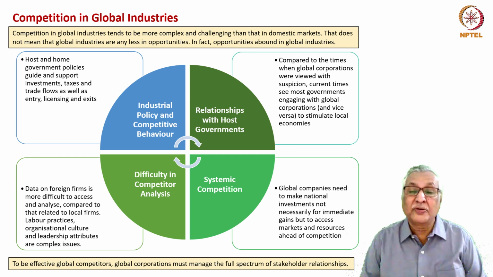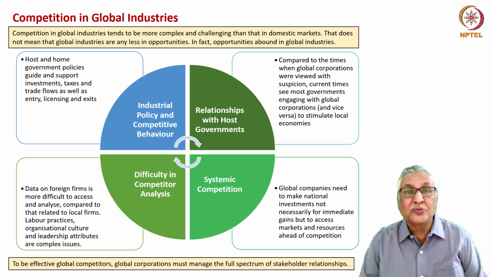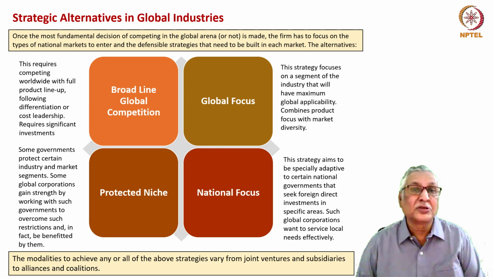Then there would be the fourth factor of systemic competition. Global companies need to make national investments not necessarily for immediate gains, but to access markets and resources ahead of competition. That's why Chinese companies have entered the African countries to secure supplies of factory resources. To be effective global competitors, global corporations must manage the full spectrum of stakeholder relationships.